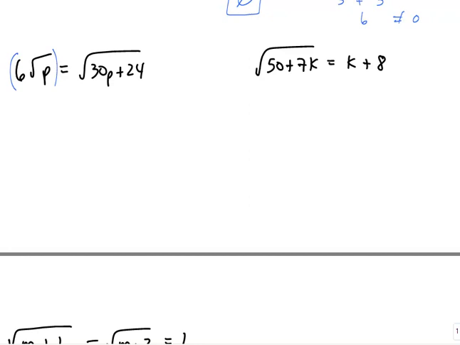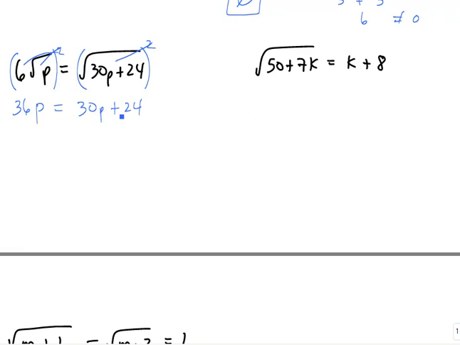Now when you square the left side, you are squaring not only the square root, but you're also squaring that 6. So don't forget to do that. We're going to square the right side as well. So on the left side, when I square the 6, that turns into 36. And when I square the square root, that turns into just p without the radical. On the right side, when I square my square root, I just get 30p plus 24.